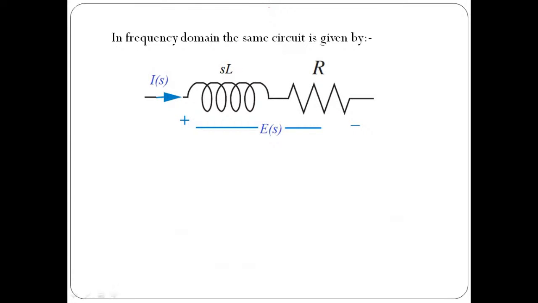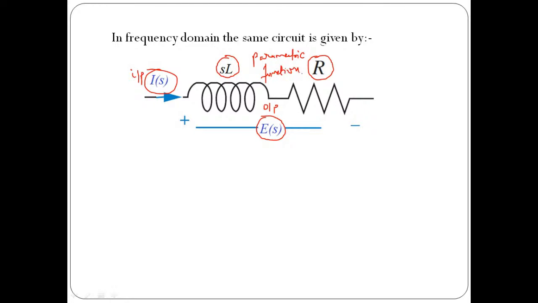So first we convert that into frequency domain, like SL and R. Then small i of t will be replaced by capital I of S, and small e of t is replaced by capital E of S. And this will be the output of the system. This will be the input of the system, and this SL followed by R are responsible for the parametric function of the system. So these are going to be the parametric function of the system.